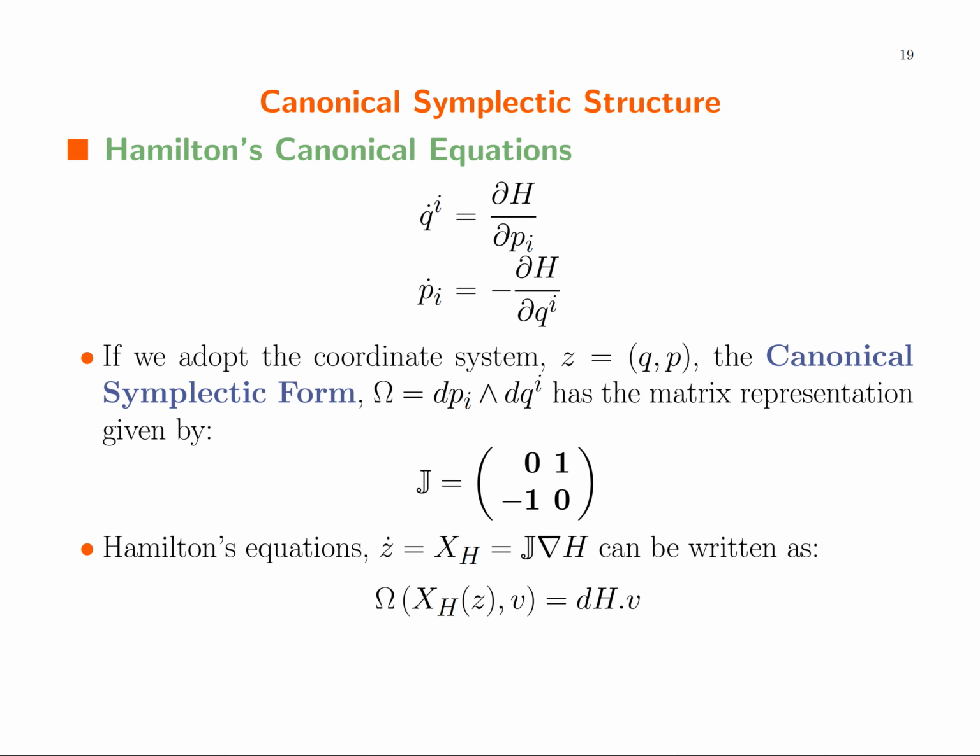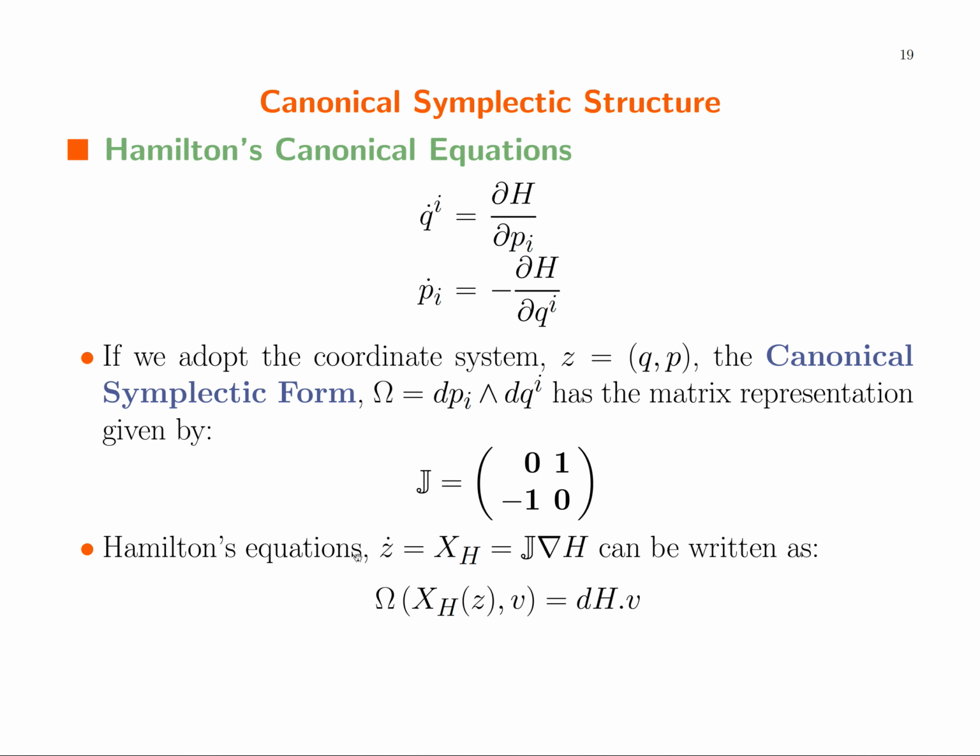So in order to understand that, we have to consider what is called Hamilton's equations. These are expressed in terms of position and momentum coordinates, and expressed in terms of a Hamiltonian, which is a scalar valued function that depends on the position and momentum. So if you adopt a coordinate system which has position and momentum variables, then there is what is called the canonical symplectic form, which is given by this 2-form, and it has a matrix representation given by this 2n by 2n matrix.